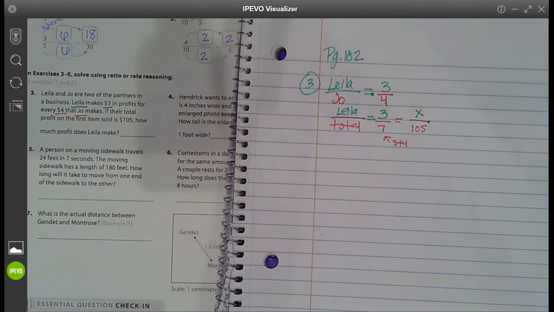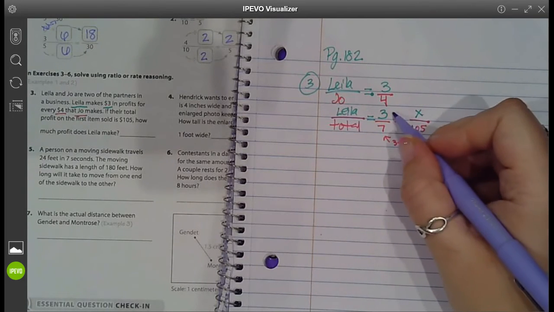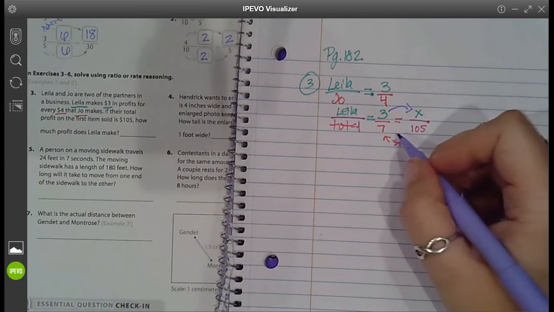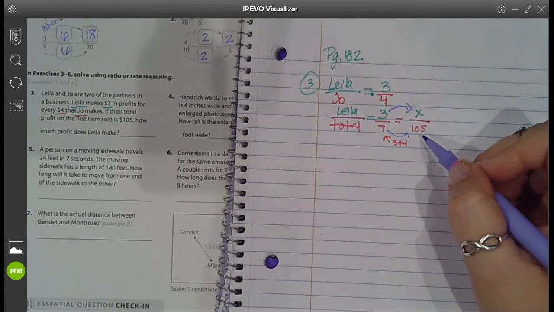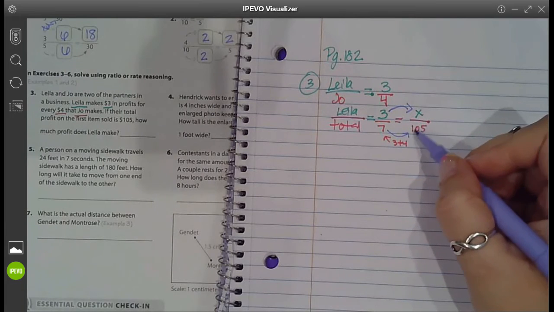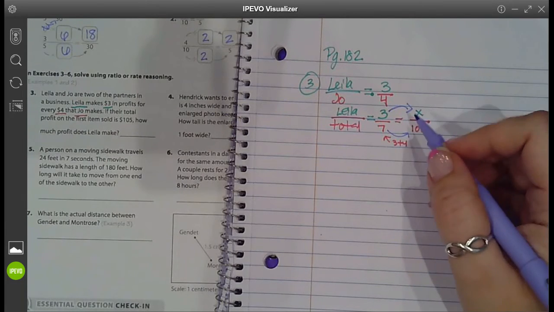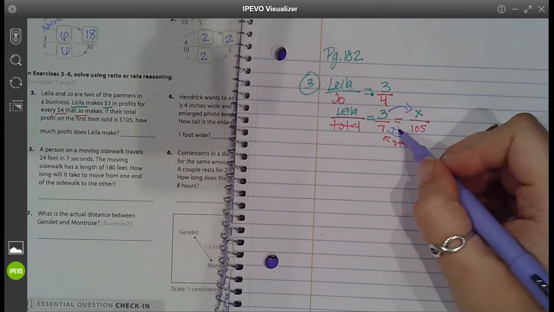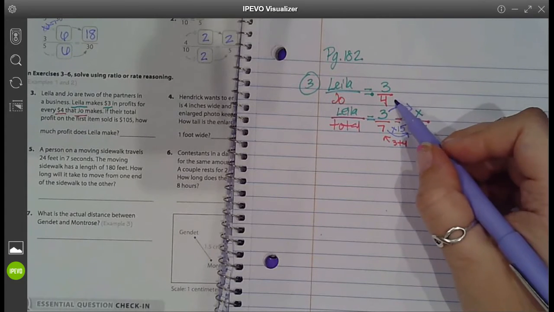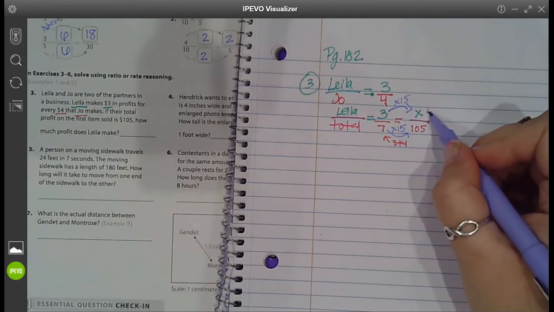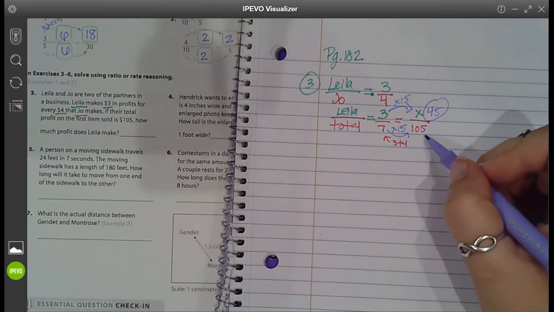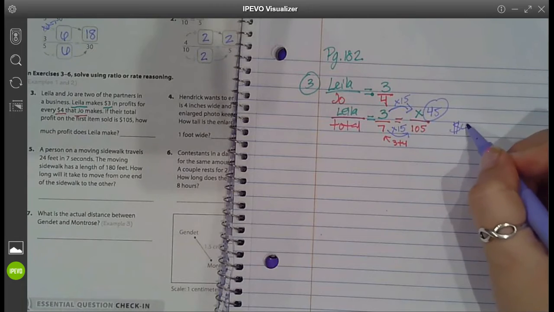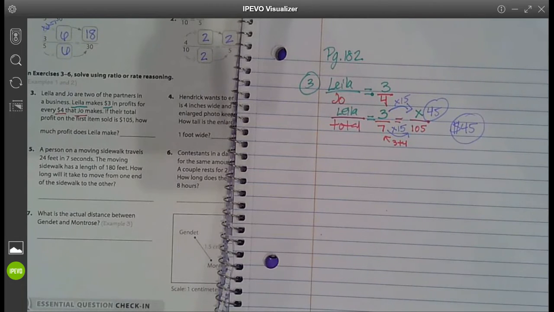Now let's try and solve the proportion. So I always want to go towards the unknown. So let's go towards the unknown. 7 times what is 105? Well, you have a calculator. Try 105 divided by 7. Does it go in evenly? Yes, it does. It goes in 15 times. So let's do 3 times 15, and you get 45. So if the total profit is 105, then that means that Layla made $45.